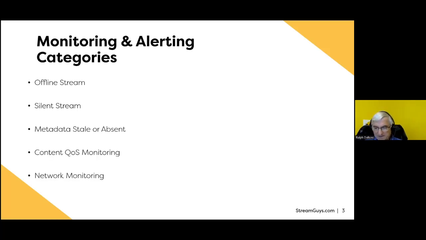As we talked about last time, a month ago, there are different ways your streams can be down or malfunctioning. In today's webinar, StreamGuys will be focusing on the 5 areas of monitoring. This will include offline streams, silent streams, metadata issues, QoS content monitoring, and network monitoring. We'll be getting into each of these in a little more detail over the next few minutes.